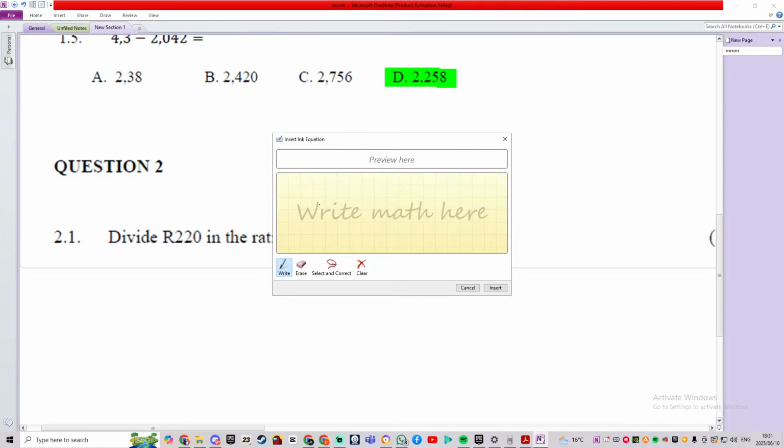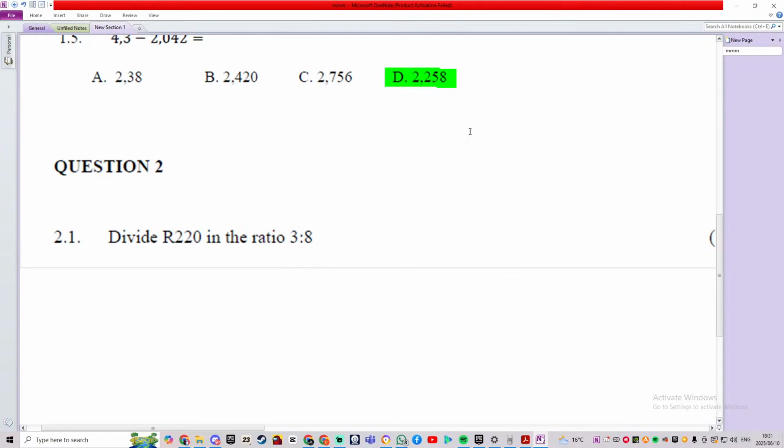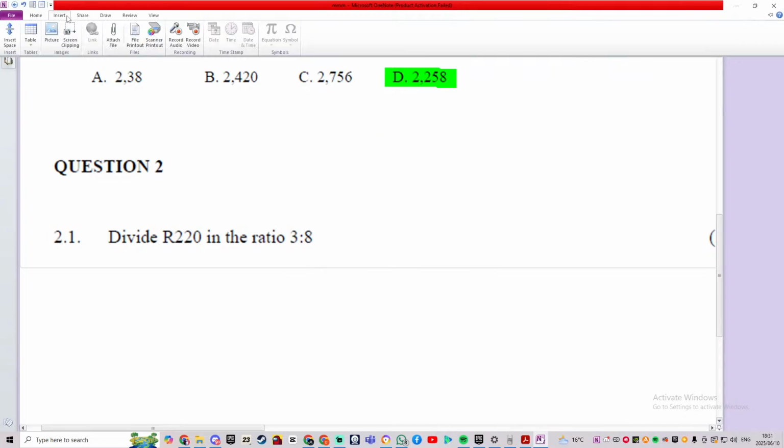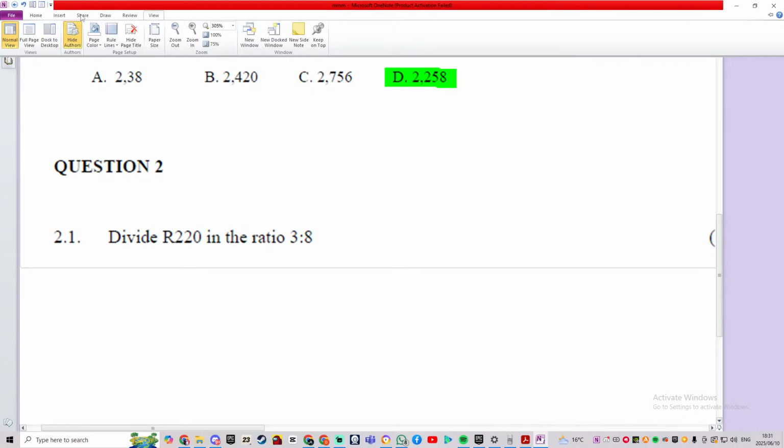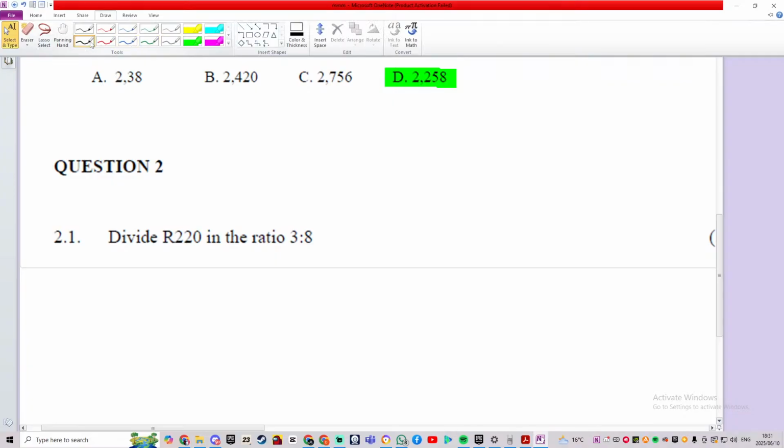Insert, is there not a text box? Okay, anyways, Rio, let's add it.